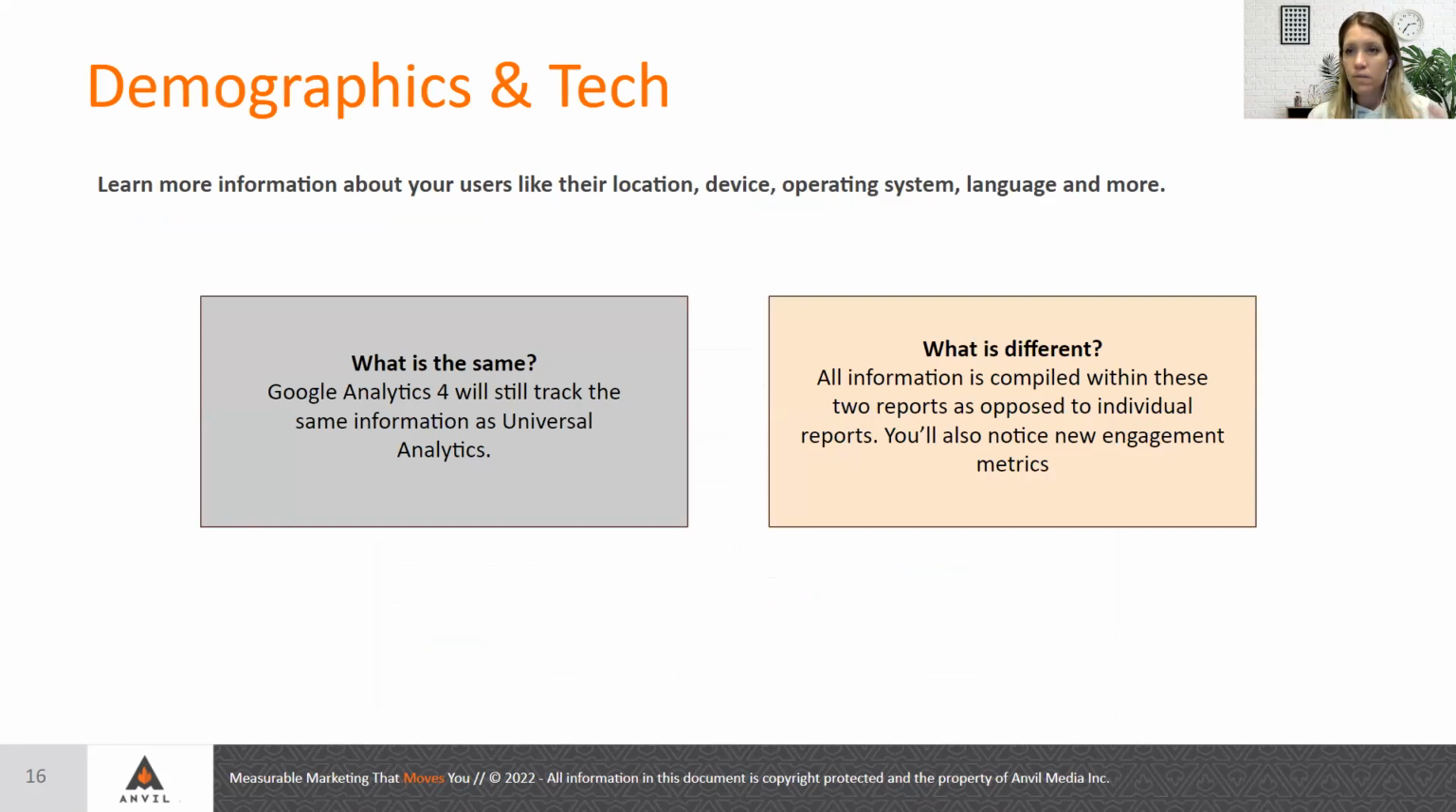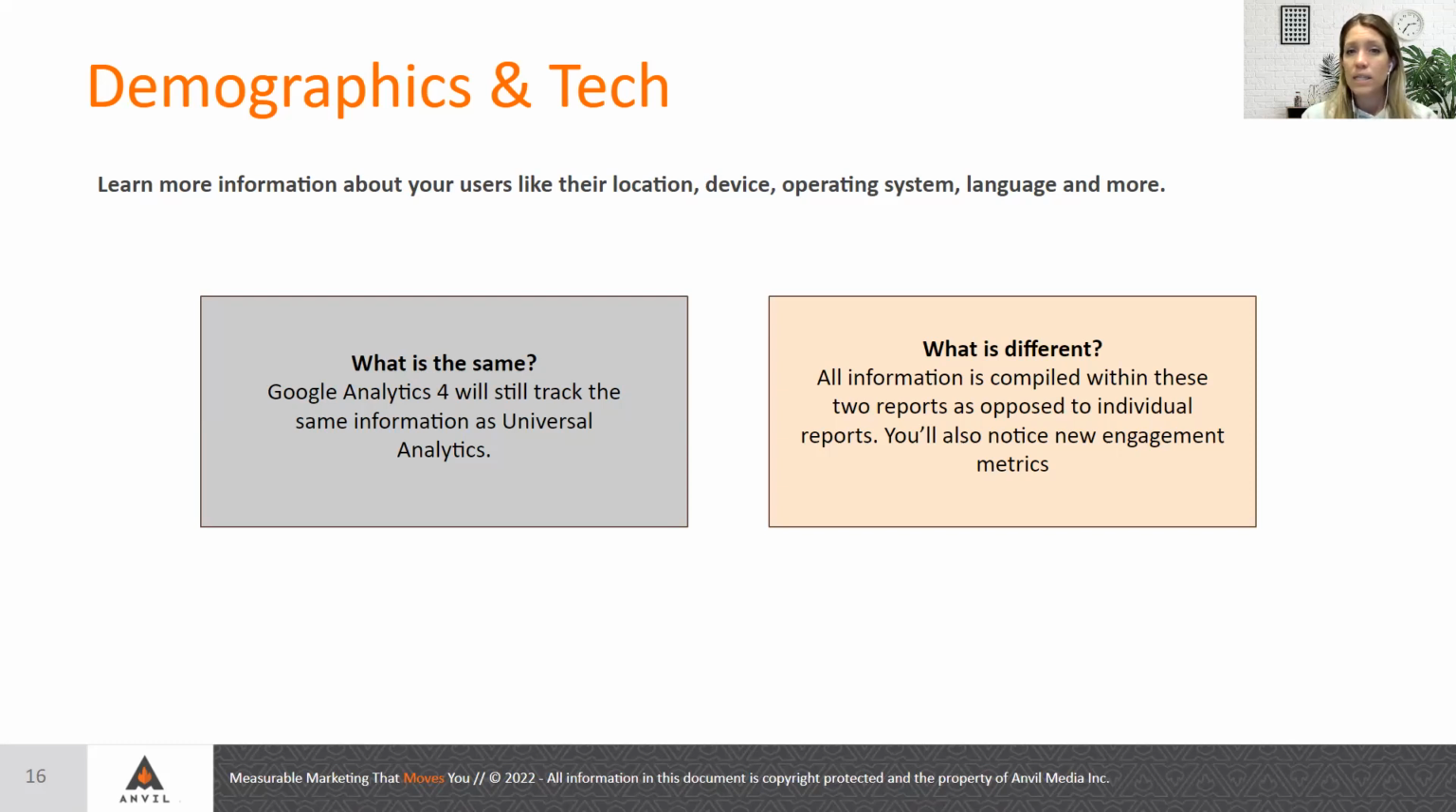And then lastly, we have the demographics and tech reports. Again, this is where you can really learn about location, device, user operating systems, languages, and more. And what stays the same is that information. So we've been able to get that information within Universal Analytics. So that is just another similarity between the two different types of properties.